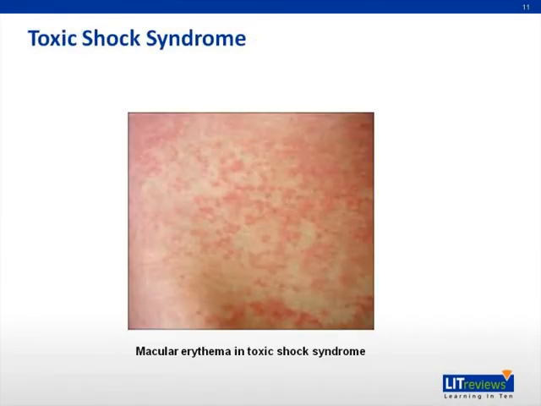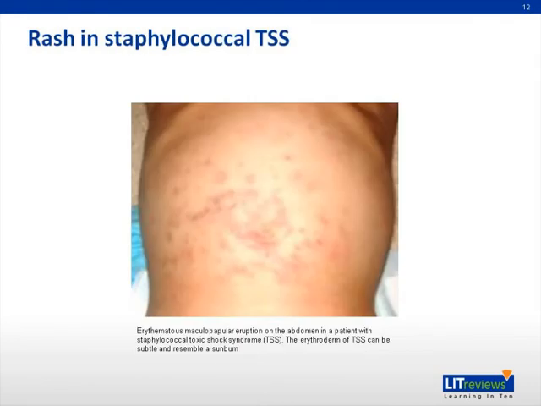So this is a picture of the rash, the erythroderma that I described earlier. This is a macular erythema that's seen in toxic shock syndrome. It's sandpaper-like. You will see this in the palms and soles most often as well. And this is just another picture of the maculopapular eruption. This is seen on the abdomen of a patient with toxic shock syndrome.